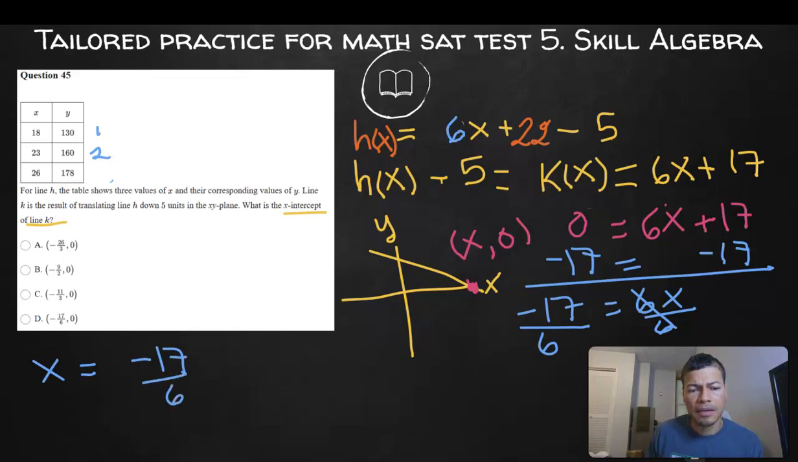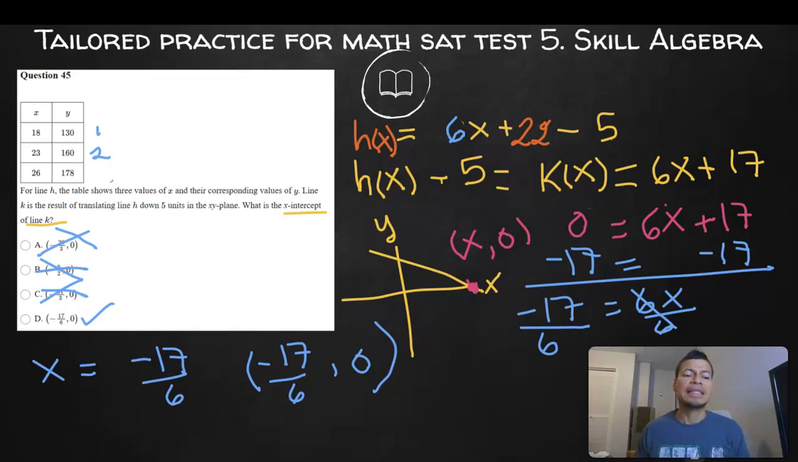So my x-intercept, because we know that y equals 0, x is going to be negative 17 over 6. That's my x coordinate, and then my y coordinate is going to be 0. So if we look at the answer choices, it doesn't look like this one. It doesn't look like this one. Definitely not this one. The only right choice that we have is option D, negative 17 over 6 and 0, and that's the answer. So let's move on to the next problem.